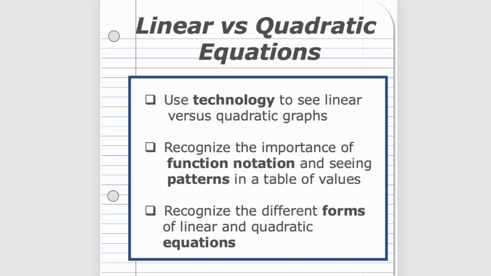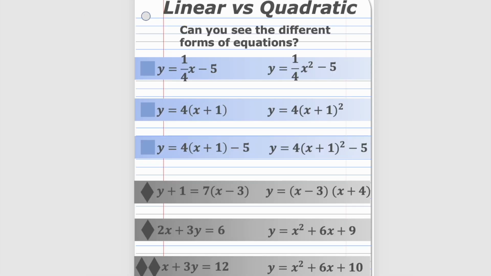In the last few videos, we've been using technology to see linear versus quadratic graphs. We've talked about function notation, and we've looked at patterns in tables of values. And now in this video, we're going to talk about the different forms of linear and quadratic equations. We're back to the harder equations, but before we graph them and try to visualize what we're seeing, let's match the equations with the different forms first.